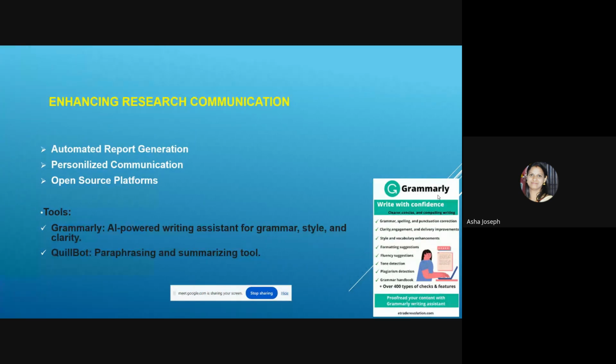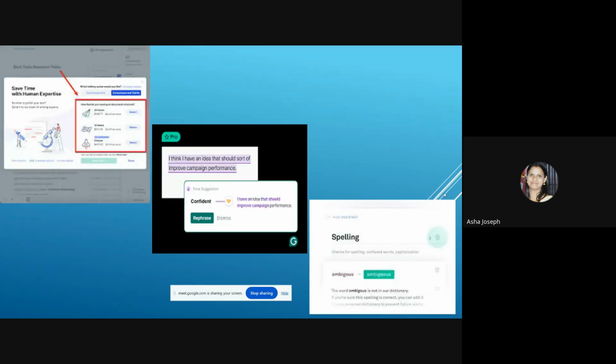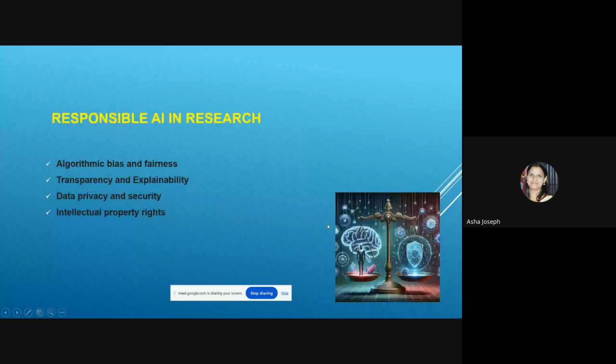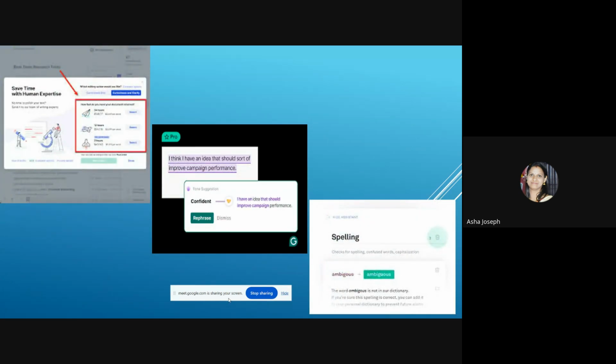That's an AI-powered writing assistant, especially for the purpose of grammar, style, and clarity. And another tool is QuillBot, which will allow you to do paraphrasing and summarizing of your report or article. So these are just some of the examples I have shown you. The spell checker is there. So there are many different tools for that purpose, right? Okay, I'll show you QuillBot at the end of the presentation, if you are not familiar. Otherwise I will show it now itself.